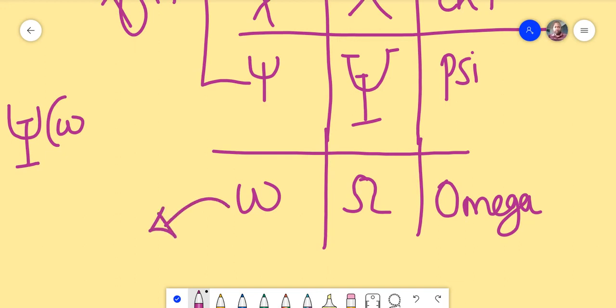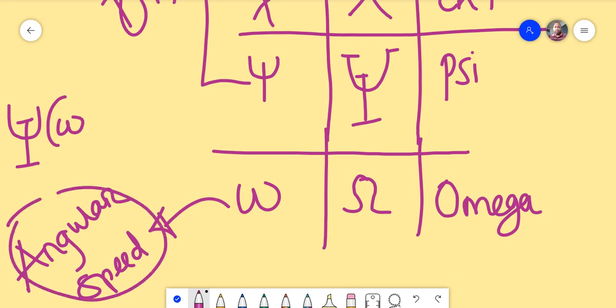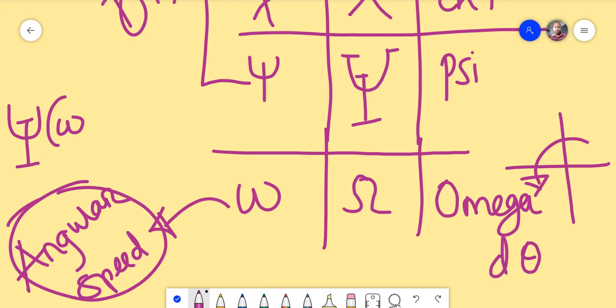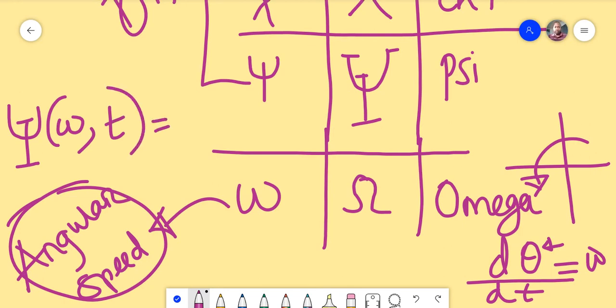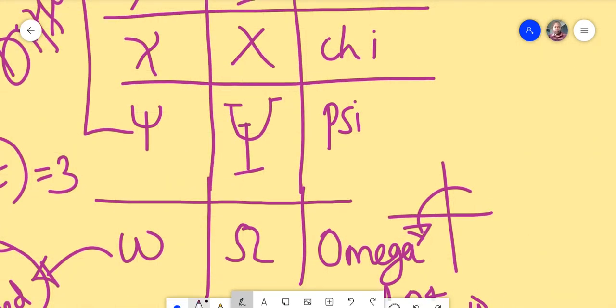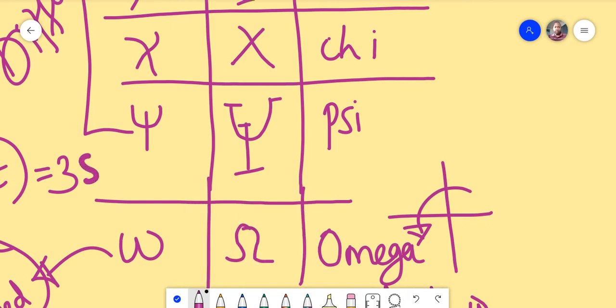So let me just answer this first. This one represents angular speed. Angular speed is how fast something rotates, isn't it? Angular speed is usually written as the derivative of theta over time, so how fast something rotates. So this is a function of angular speed, and you can say this one is 3 sine omega t.